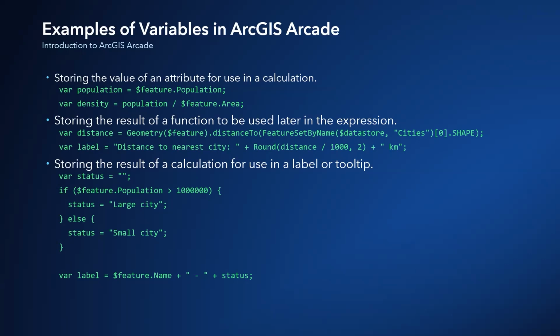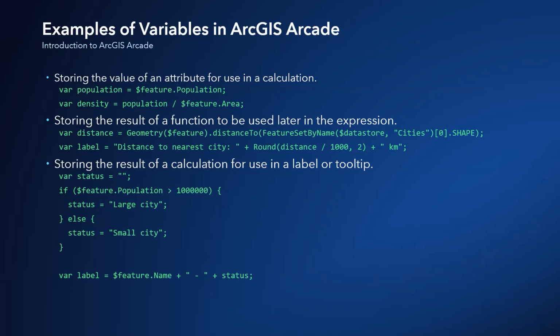We can also store the results of a function to be used later in the expression. So this next code is an Arcade expression that calculates the distance between a feature and the nearest city in a data set, and then creates a label with this information. For example, if the nearest city to the feature being measured is 50 kilometers away, the expression would return a label that says distance to nearest city 50 kilometers.